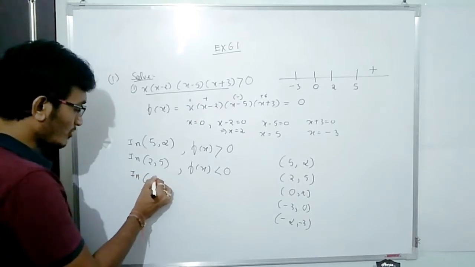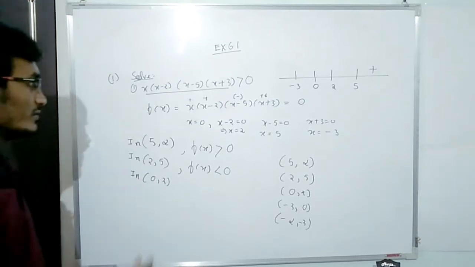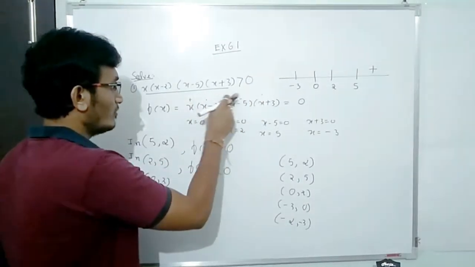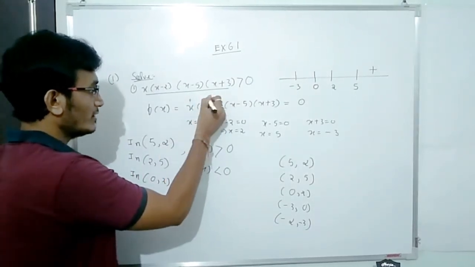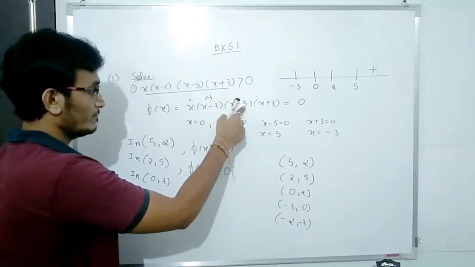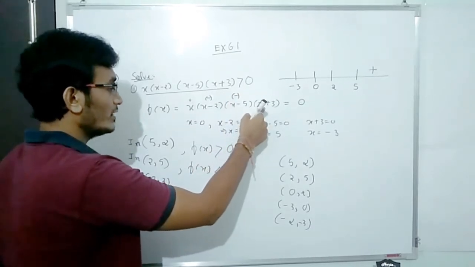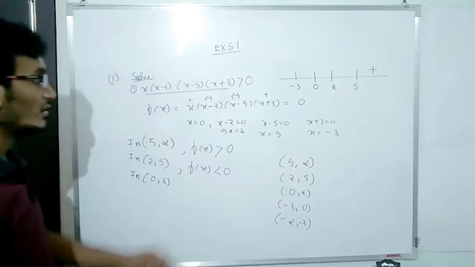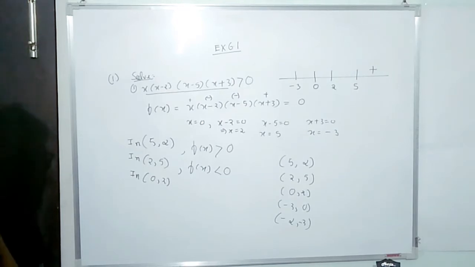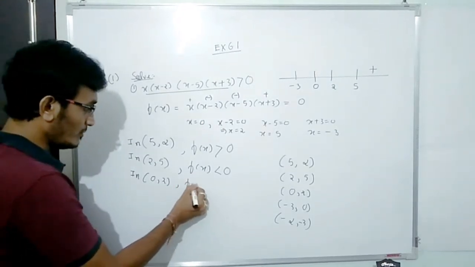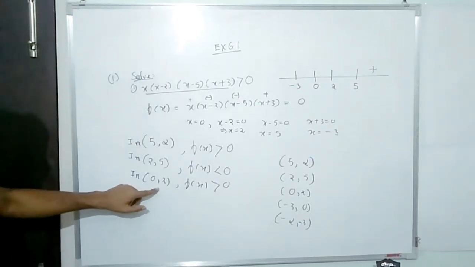Next, let us check (0, 2). Again, take any number in between 0 and 2. Let us take 1, suppose. So while taking 1, x is 1, positive. 1 minus 2 is minus 1, negative. 1 minus 5 becomes minus 4, again negative. 1 plus 3 becomes 4, positive. That means here we get 2 negative signs, and 2 negative signs means finally it will be positive. That means f(x) will be greater than 0 in this particular interval, the open interval (0, 2).